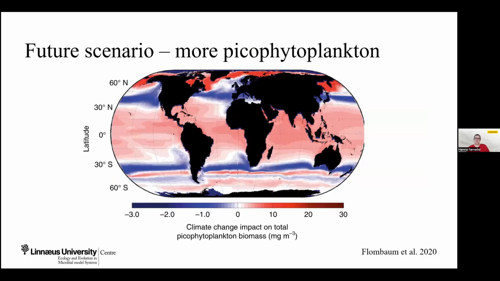But when it comes to picophytoplankton, the predictions are that in the future there will be more picophytoplankton than there are right now. So there's already a lot of picophytoplankton, but in future scenarios, with climate change, the total picophytoplankton biomass is likely to increase further. And in this publication, that was published a few years ago, you can see that the areas where there's a prediction of the higher changes in the Picophytoplankton biomass is in the Arctic.